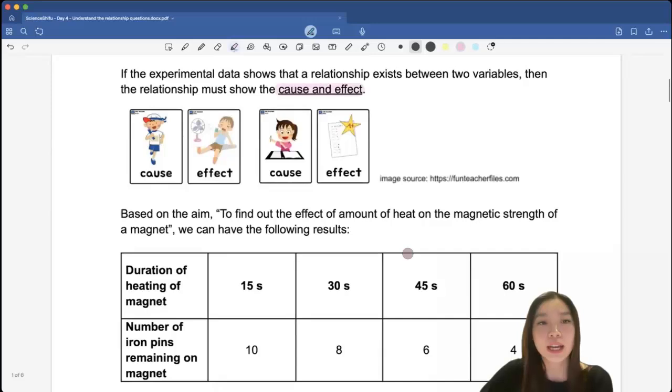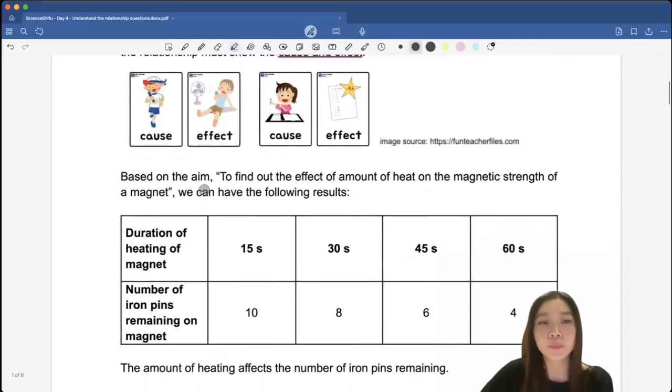Let's take a look at this example. Based on the aim to find out the effect of amount of heat on the magnetic strength of a magnet, looking at the results here, we should be able to identify a relationship. Here we have the duration of heating of a magnet as well as the number of iron pins remaining on the magnet. First thing students need to do is identify which is the cause or the change variable and the effect or the measured variable.